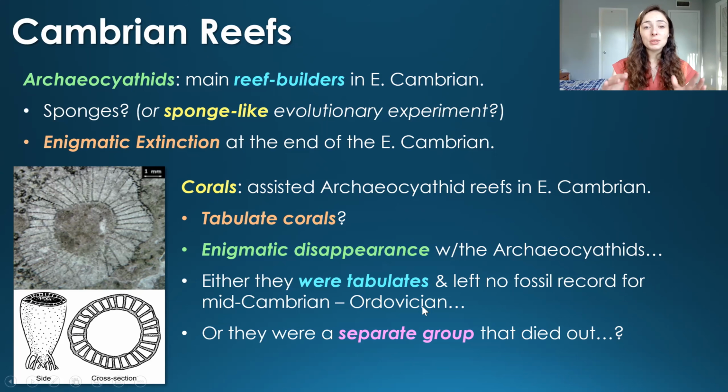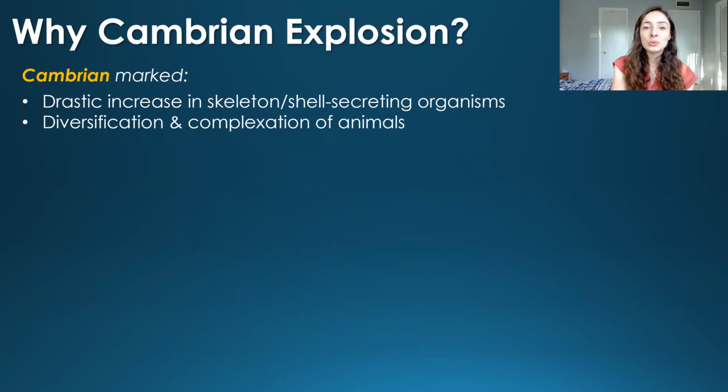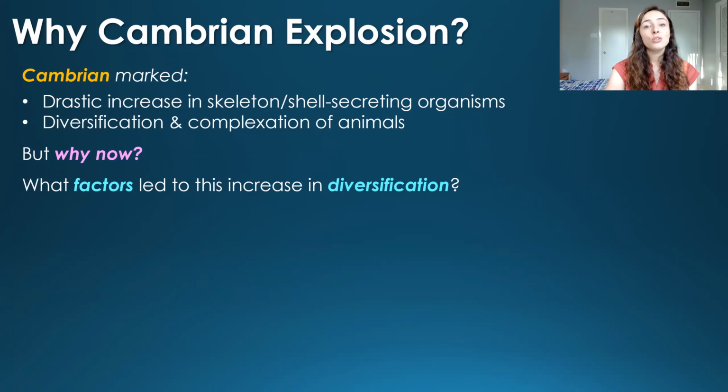But in any case, these were the major animals and animal events that I think are worth mentioning for the early to mid-Cambrian, and now we'll move on to why the Cambrian explosion happened. So the Cambrian again marked a drastic increase in skeleton and shell secreting organisms and a diversification and complexation of animals. But why now? What factors led to this increase in diversification and complexation?